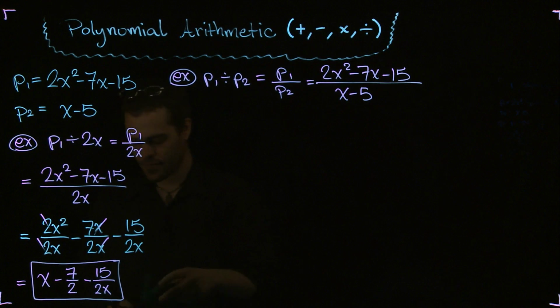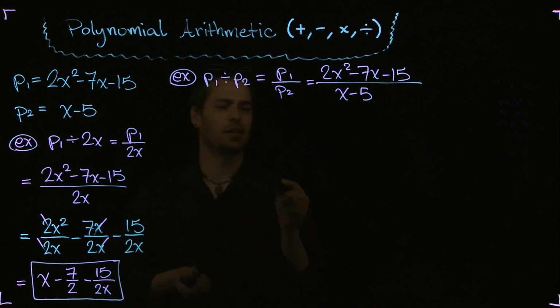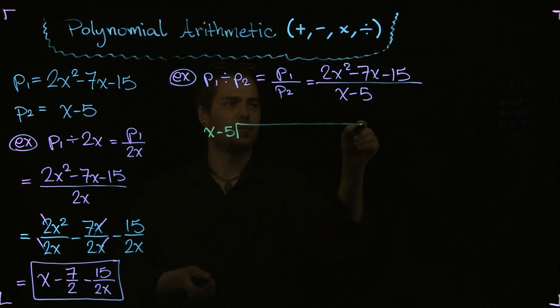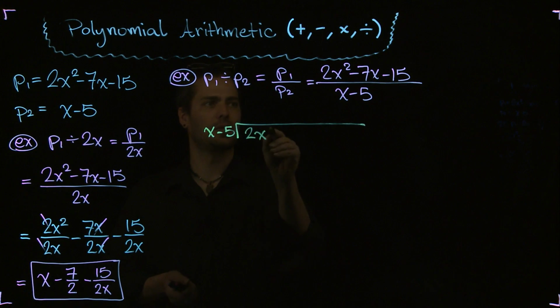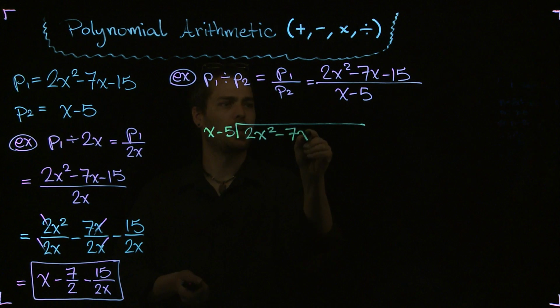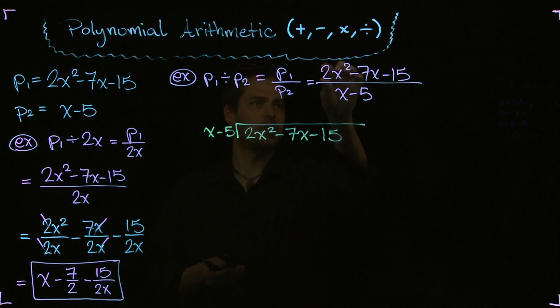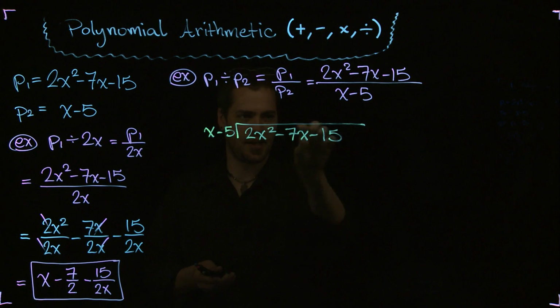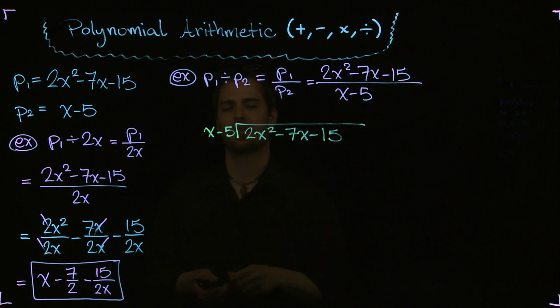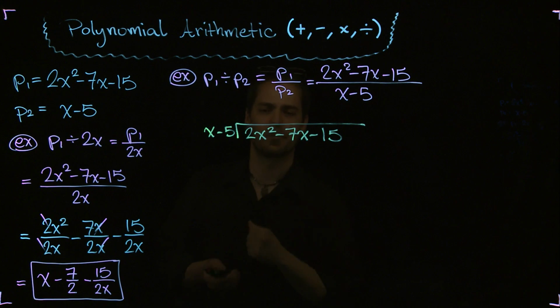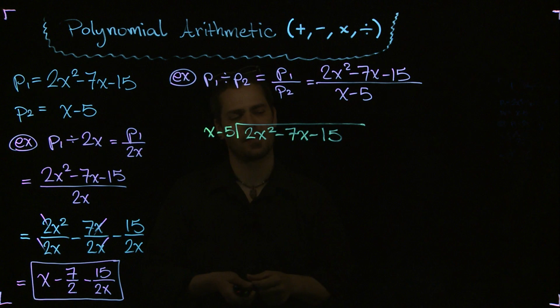Okay. Let's take another look at this in terms of long division. That would look something like this. Okay. Remember, when you're turning a fraction into a long division, whatever's on top in the fraction goes inside. Whatever's the denominator goes on the outside. So I'm asking myself, how many times does x minus 5 go into 2x squared minus 7x minus 15? Now here's how we do it the long division way.